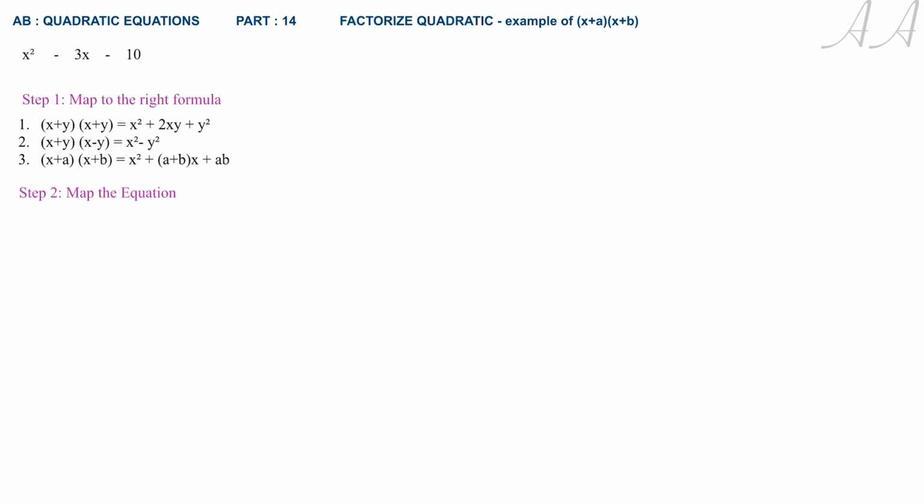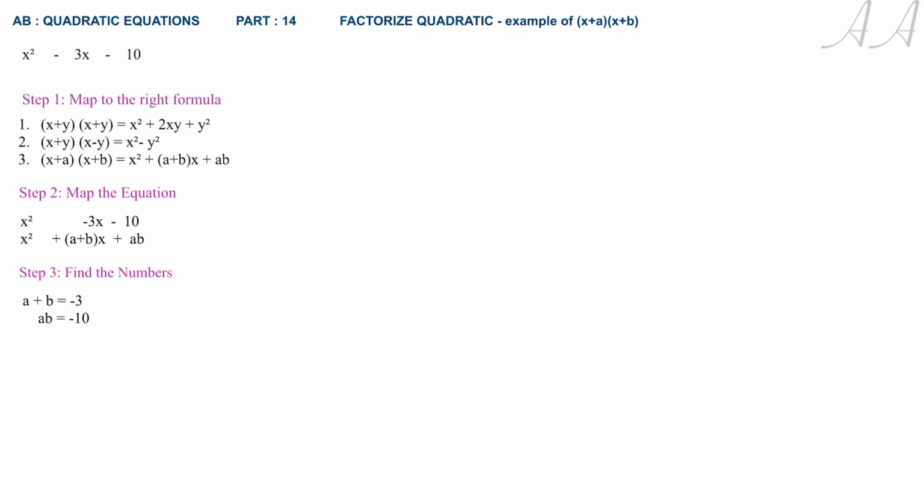Step 2 is mapping the equation. We map the equation by writing the equation we're currently doing over the formula we've just selected. So here's our equation, and here's the formula. We can see that minus 3 is right above a plus b, so a plus b is equal to minus 3. And minus 10 is right above ab, so ab is equal to minus 10.